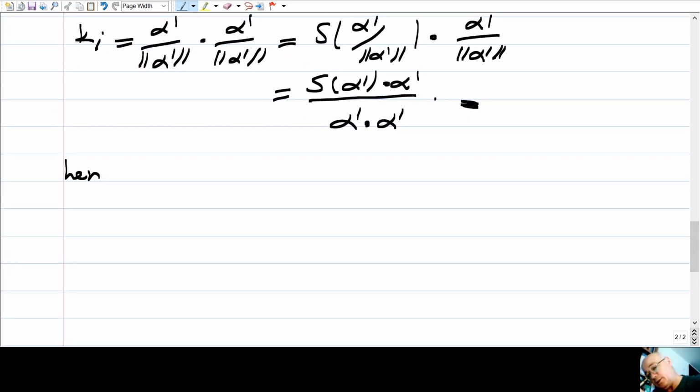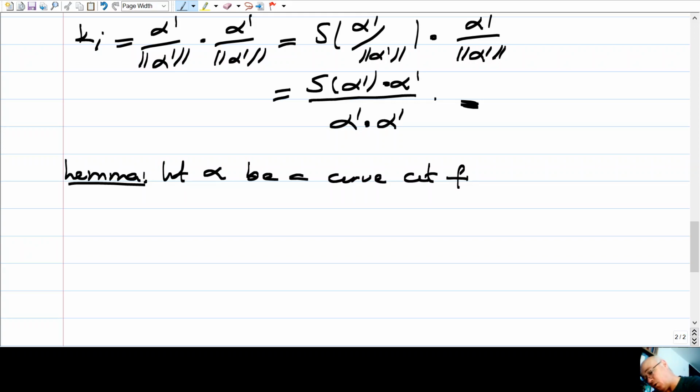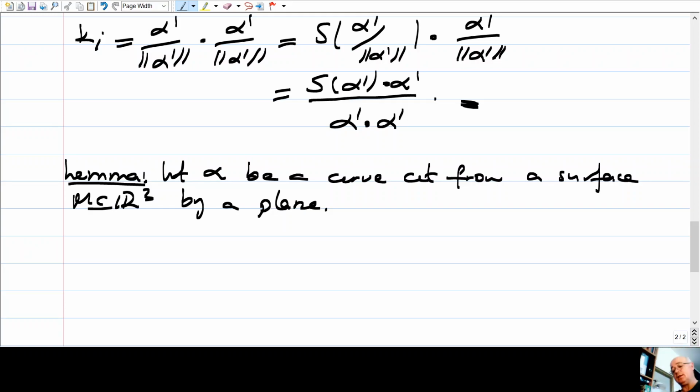Here is another lemma. Let alpha be a curve cut from a surface M in R3 by a plane. So I have a surface, and then we cut it by a plane, and we obtain a curve.